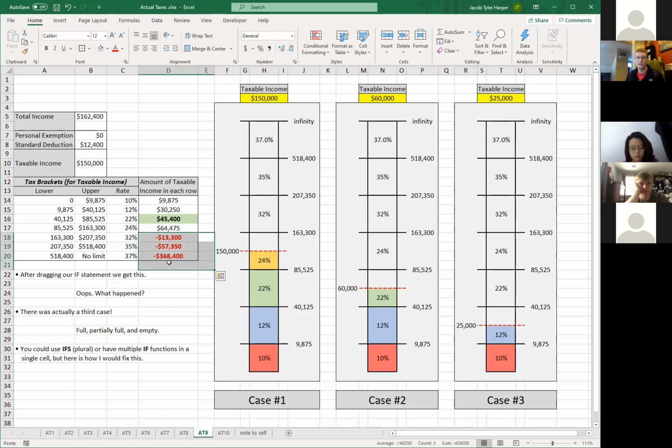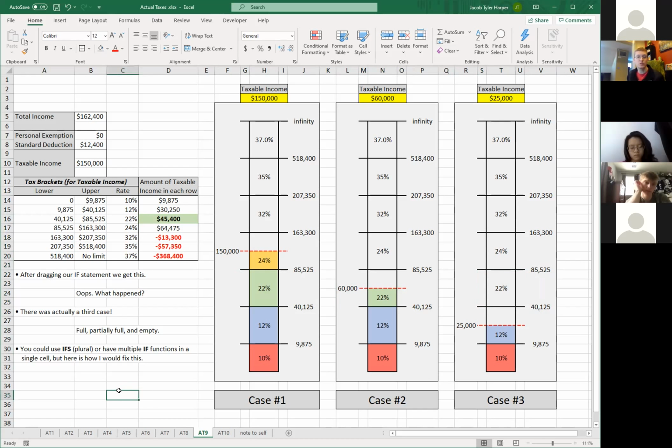However, look what happens if we drag this all the way down. Technically, it didn't quite work the way we wanted it to. And the reason why is that there's actually a third case. And this is what makes part 4 more difficult than the previous 3 parts. And the third case is what's happening on the right side of my screen. That's when we don't have that much taxable income and we never even make it to this 22% green bracket. That would be the case where it's completely empty. So our if statement actually needs three things: full, partially full, or empty, like a zero, right?